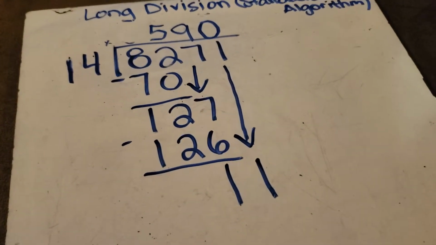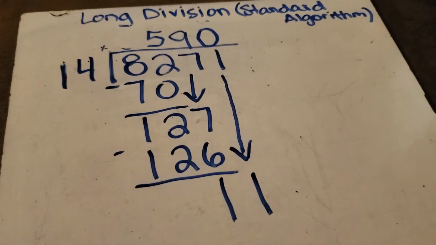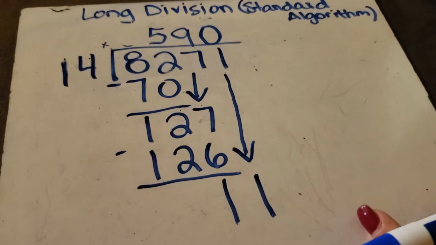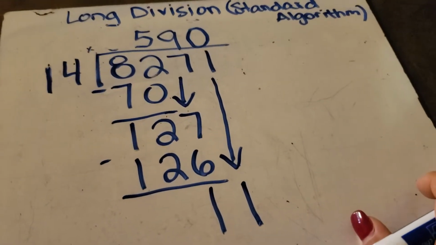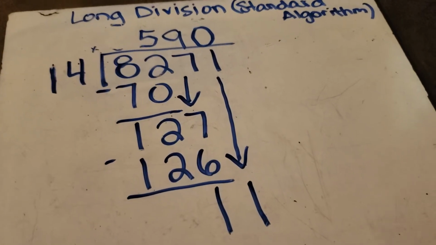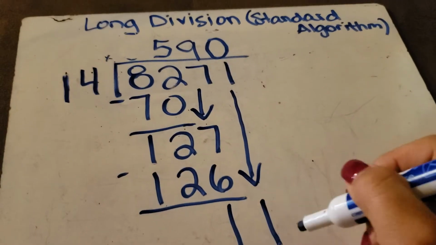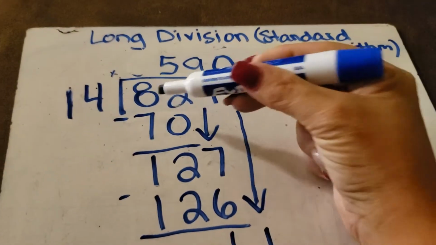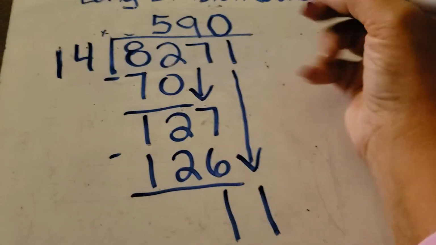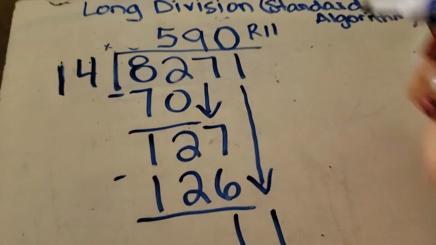Now that I have 11, I don't have any other numbers to bring down. When I don't have any other numbers to bring down, we have 2 options. If we were dealing with decimals, that's a whole other ball game that I'll have a later video on. But right now we are not. We are doing division with remainders. And so this becomes our remainder. Okay? So 14 goes into 8,271 590 times with 1 group left over that only has 11.